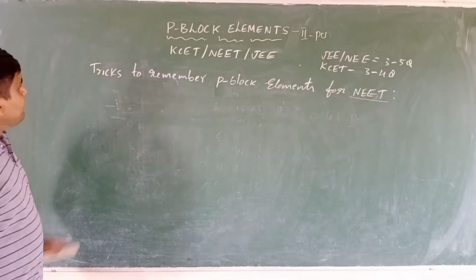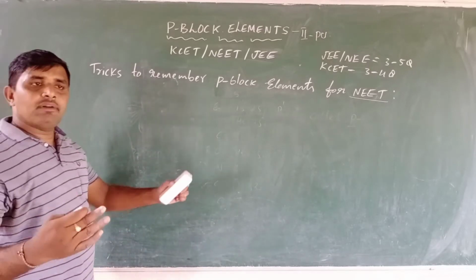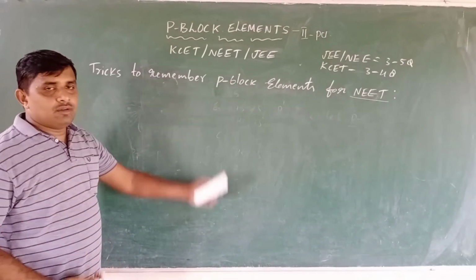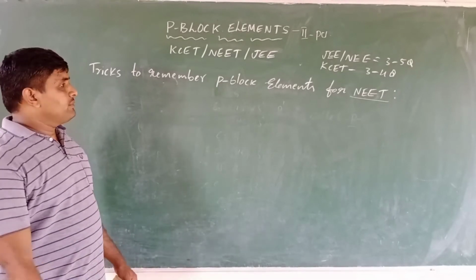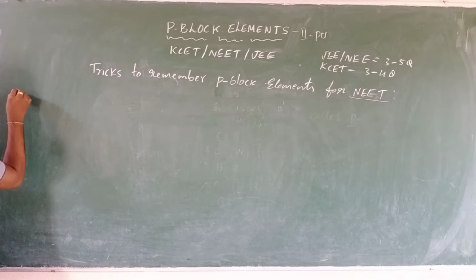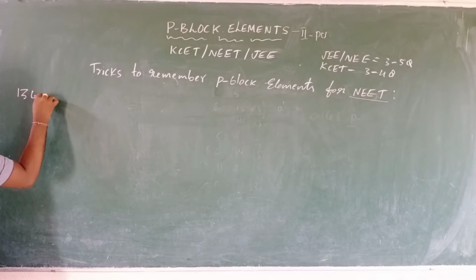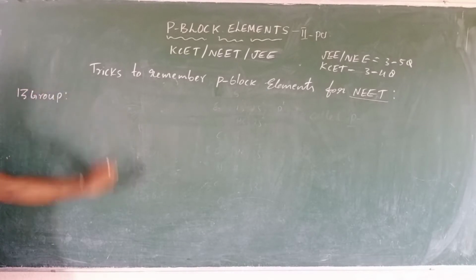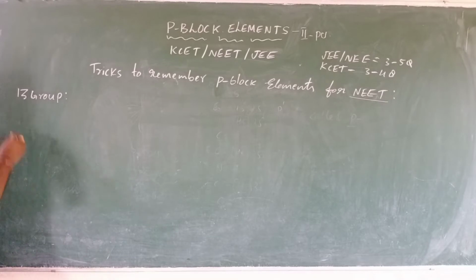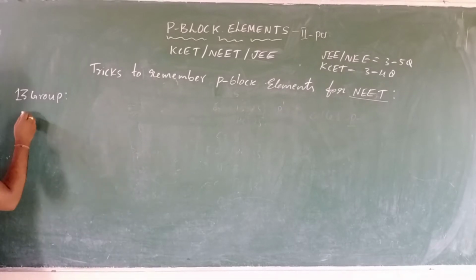Now we will have the different groups, which we have already discussed, based on the number of electrons entered into the different orbitals: 13, 14, 15, 16, 17 and 18. So now we will take the elements one group at a time, starting with the 13th group. How do we remember it? Very easily.